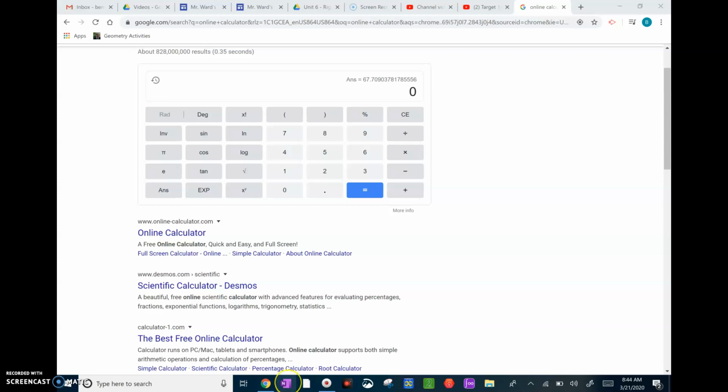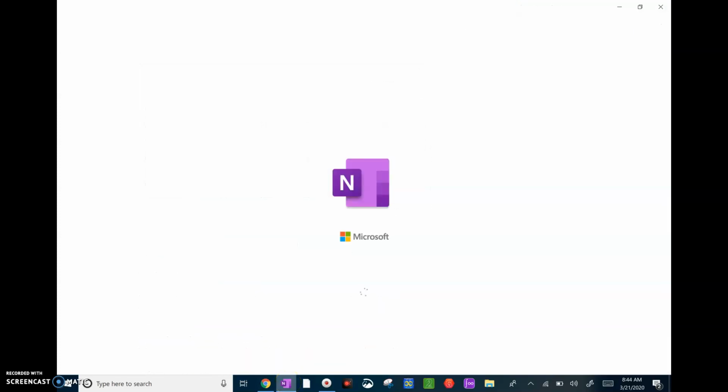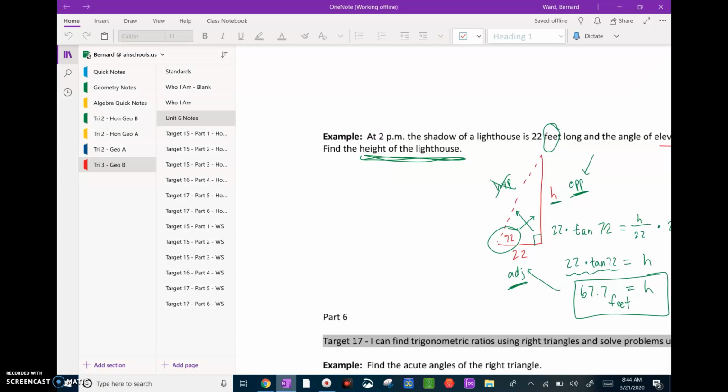Whoa! My OneNote just quit. Give me a second, see if this loads back up here.